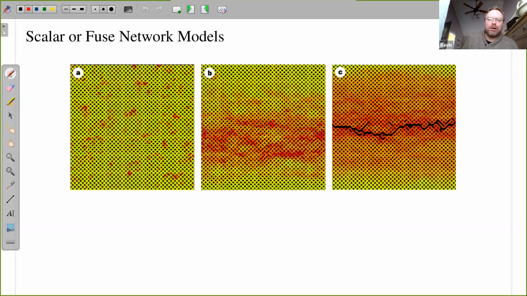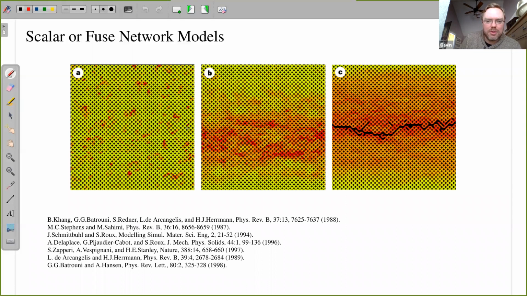the very simple models are often referred to as scalar in terms of the elasticity, but in terms of an electrical analog, they're referred to as the fuse network models. And there's been a lot of people who have looked at these. Essentially, there is no direction. There is no force vector. You treat everything as just scalar quantities.